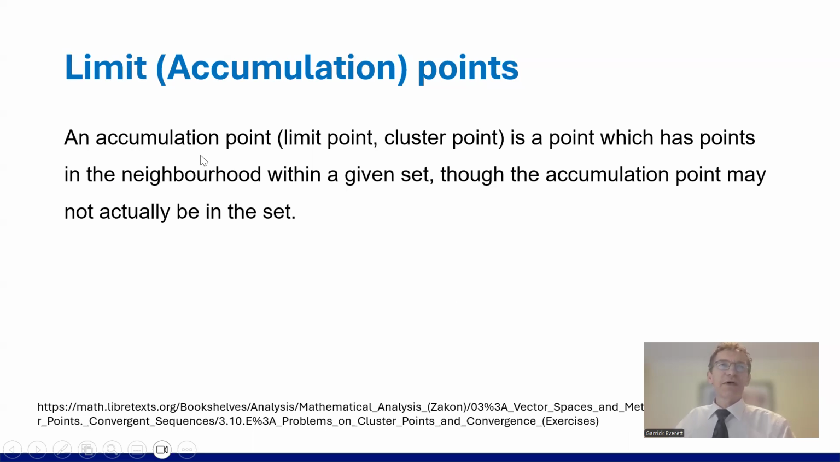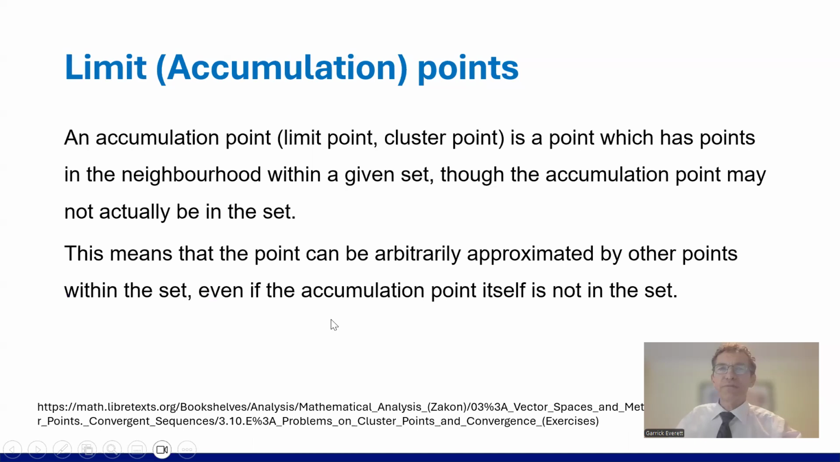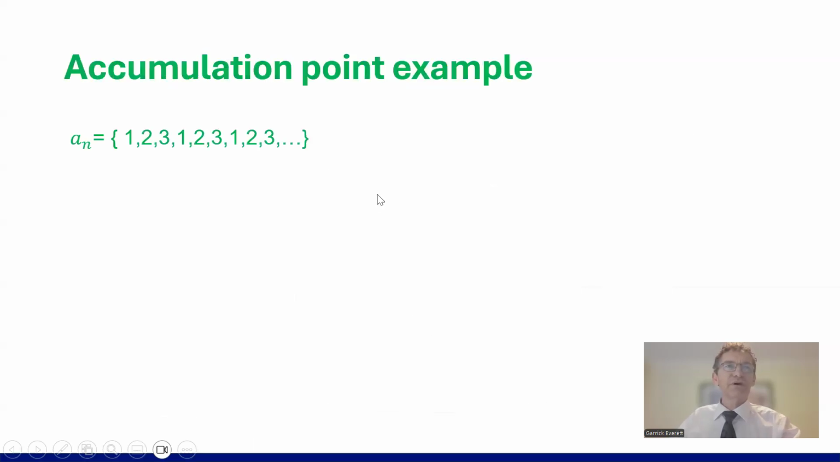Good revision for you. An accumulation point, a limit point, a cluster point, is a point which has points in the neighborhood within a given set, though the accumulation point may not actually be in the set. This means that a point can be arbitrarily approximated by other points within the set, even if the accumulation point itself is not in the set. Now, I'm not going to go through a proof of that. I'm just going to give you fairly simple examples of accumulation points.